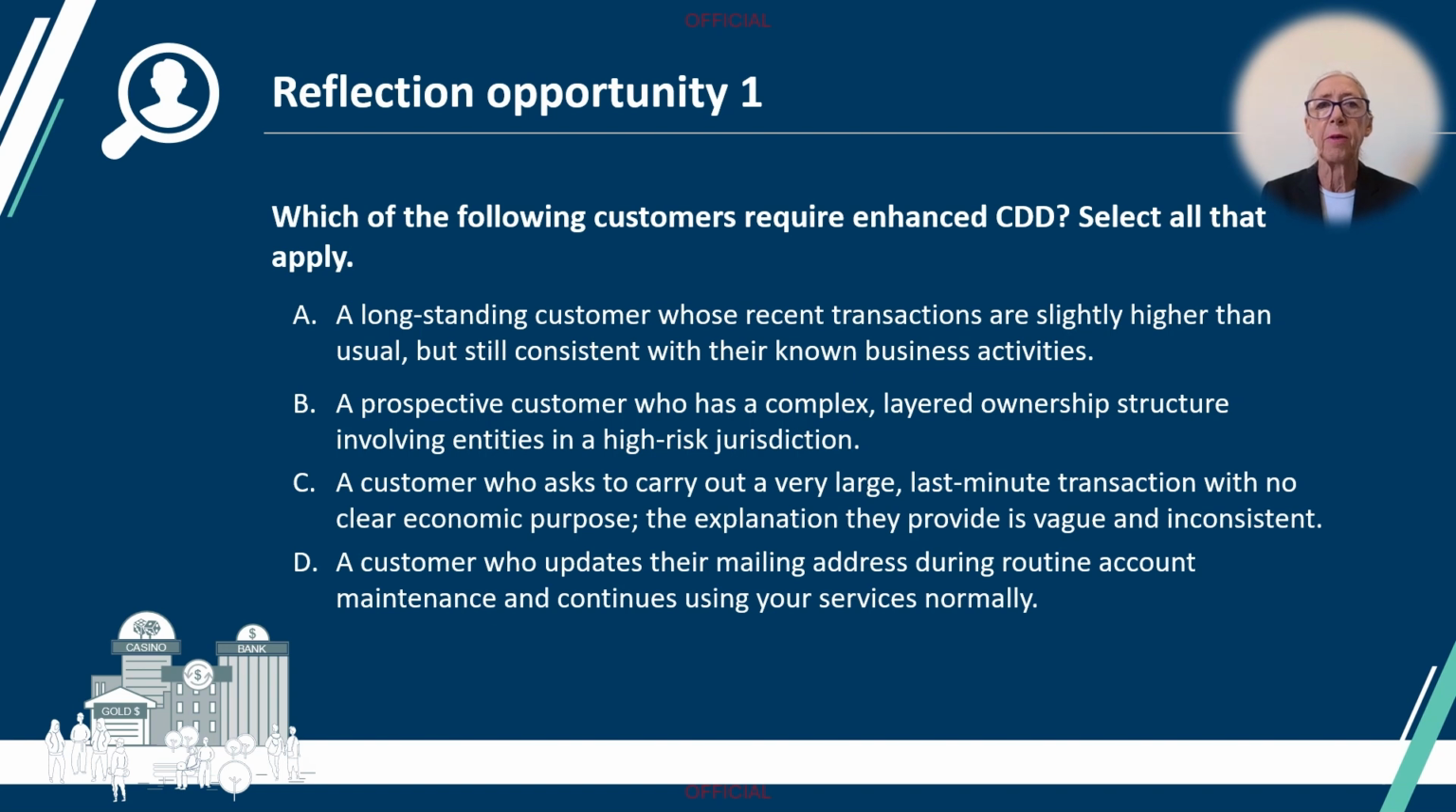Before we move on, let's pause and check your understanding of when Enhanced CDD is required. We'll look at a few short scenarios, and you'll need to decide which of the customers require Enhanced CDD. Select all that apply. Your options are A, a long-standing customer whose recent transactions are slightly higher than usual, but still consistent with their known business activity. B, a prospective customer who has a complex layered ownership structure involving entities in a high-risk jurisdiction. C, a customer who asks to carry out a very large, last-minute transaction with no clear economic purpose. The explanation they provide is vague and inconsistent. D, a customer who updates their mailing address during routine account maintenance and continues using your services normally. You might like to pause the video as you write down your responses.